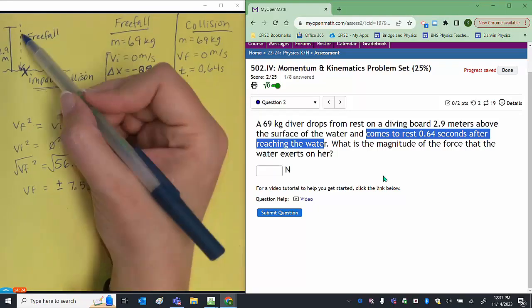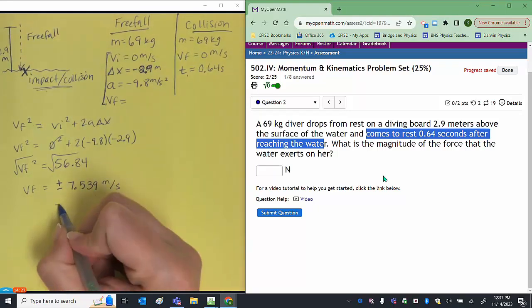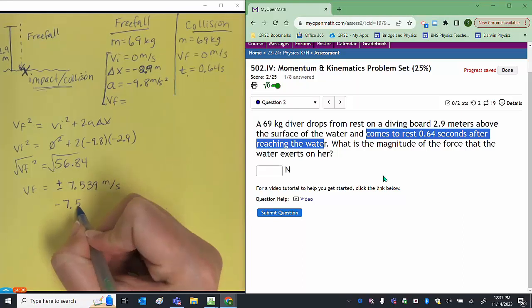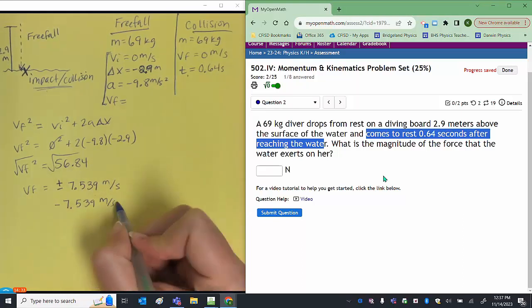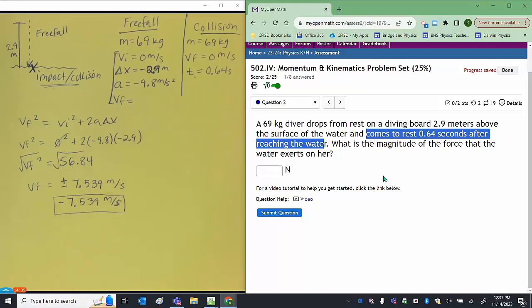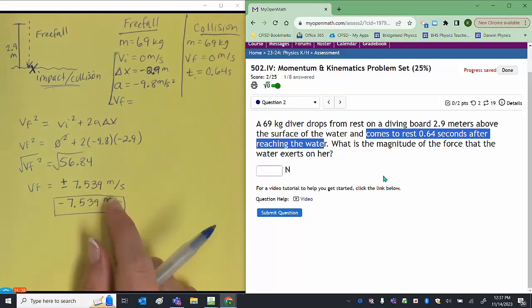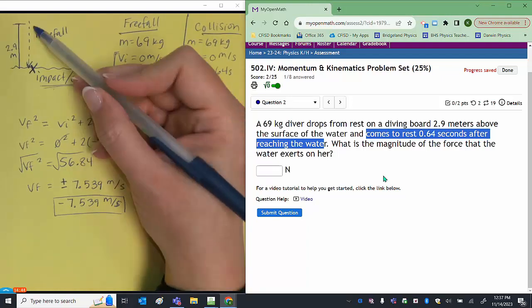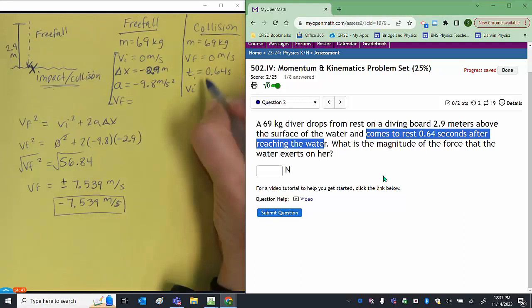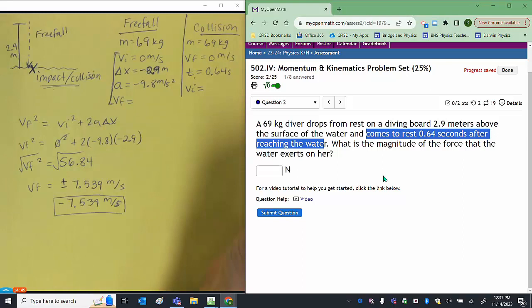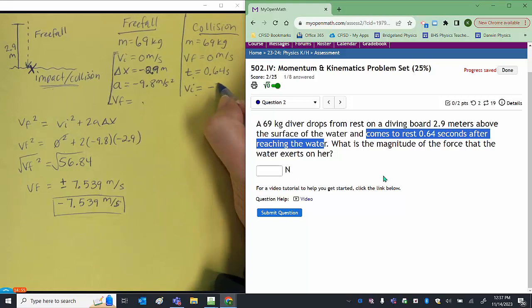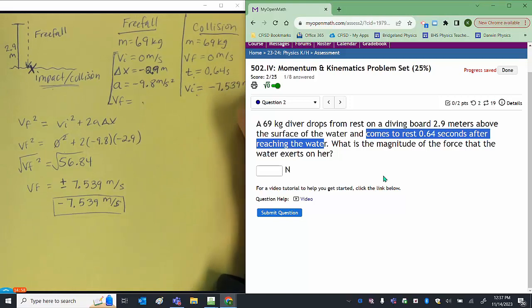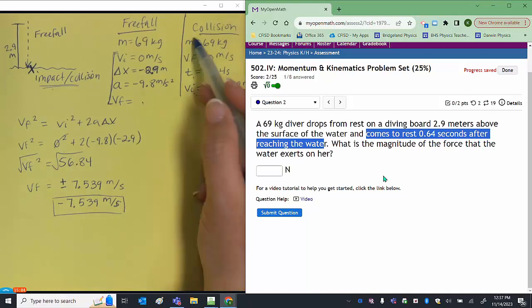In this particular situation, she is falling downward, and so we're going to say that her final velocity is negative 7.539 meters per second because she's falling in the negative direction. And so that's the final velocity. That's not the answer to this question, but it is information I can use here, because her speed at the end of her fall is how fast she's moving initially upon hitting the water. So my final velocity here is my initial velocity here, and it's negative 7.539 meters per second.